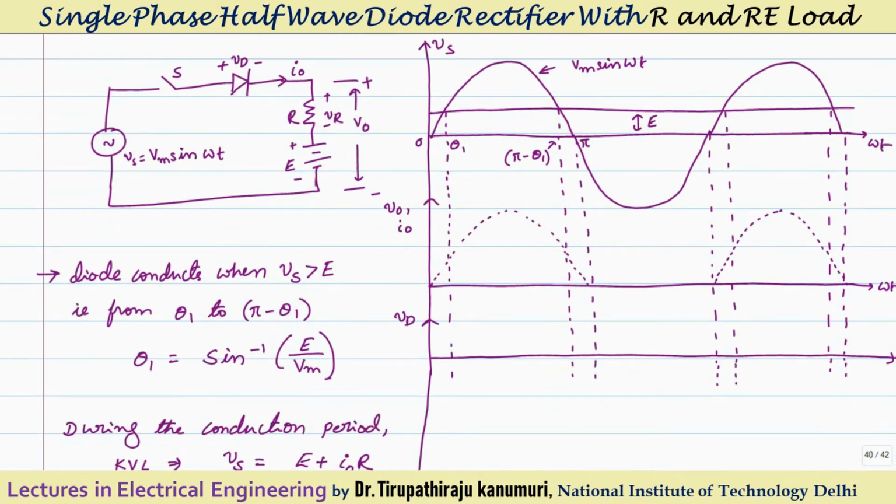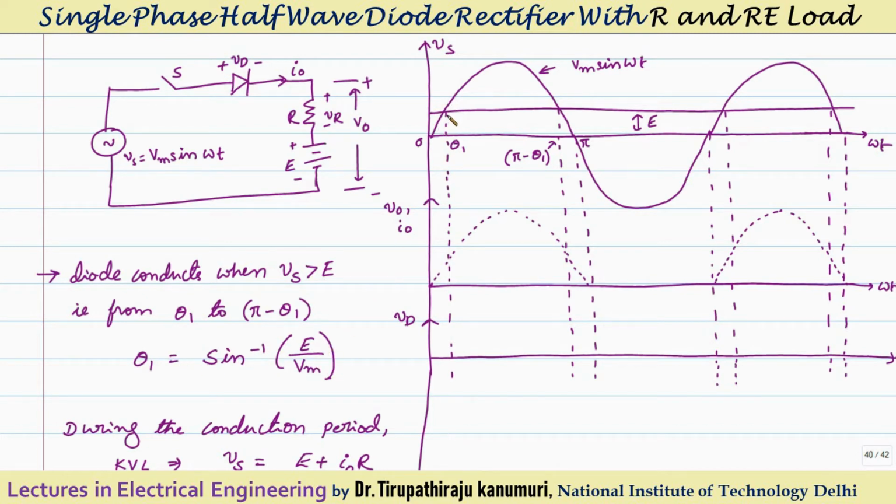Whenever the switch is closed at time t equal to 0, your supply voltage waveform is this one. You can see the supply voltage initially is 0, and the battery voltage is E. So E is greater than the supply voltage, and the diode gets reverse biased. When the diode is reverse biased, it will not conduct. When the value of Vs has reached E, at some instant theta 1, V maximum sin theta equals E at this instant, or we can calculate theta 1 is equal to sine inverse of E by Vm.